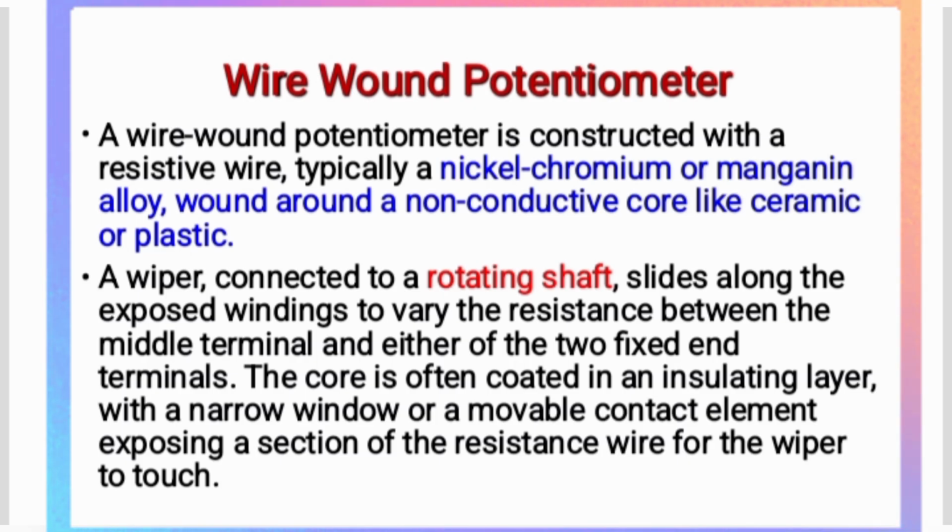Wire wound potentiometer. A wire wound potentiometer is constructed with a resistive wire, typically a nickel chromium or manganese alloy, wound around a non-conductive core like ceramic or plastic. A wiper, connected to a rotating shaft, slides along the exposed windings to vary the resistance between the middle terminal and either of the two fixed end terminals. The core is often coated in an insulating layer, with a narrow window or a movable contact element exposing a section of the resistance wire for the wiper to touch.